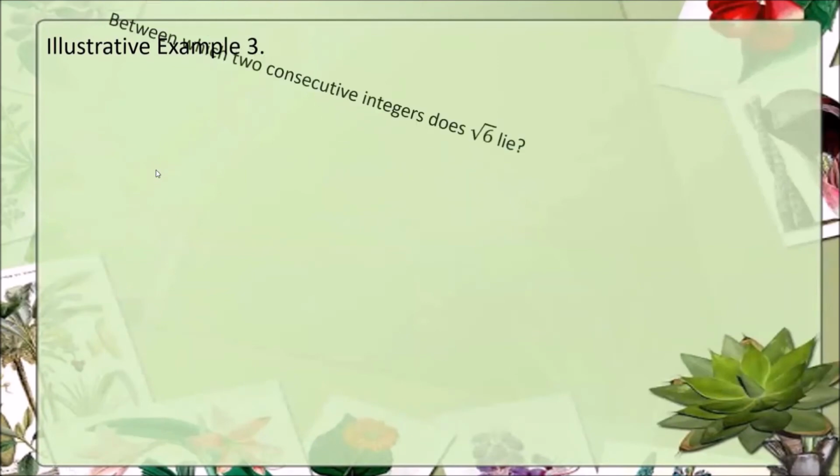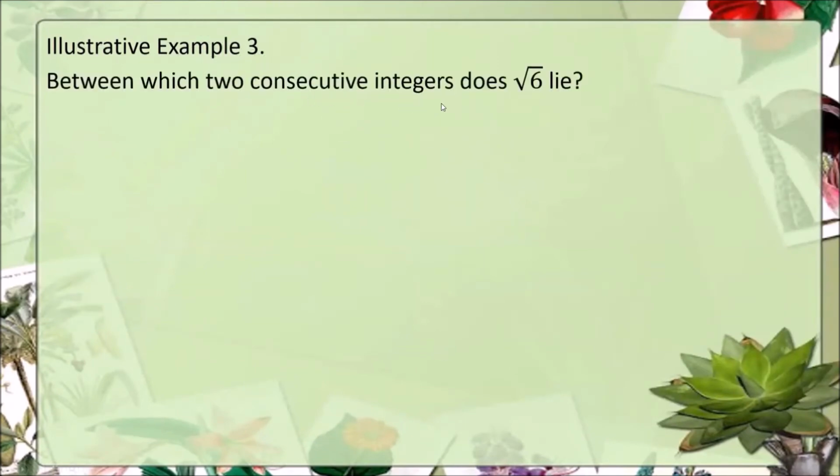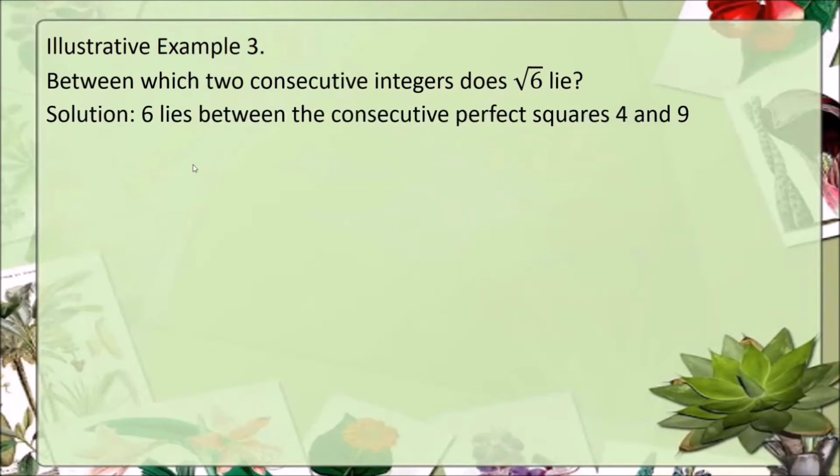Number 3, example. Between which two consecutive integers does the square root of 6 lie? Ano ang dalawang consecutive integers na nasa pagitan ng square root of 6? So if we are familiar and memorize the perfect squares from 1 squared to 30 squared, alam natin ang dalawang consecutive integers. And 6 lies between the consecutive perfect squares 4 and 9. So 4 is less than 6, which is less than 9.